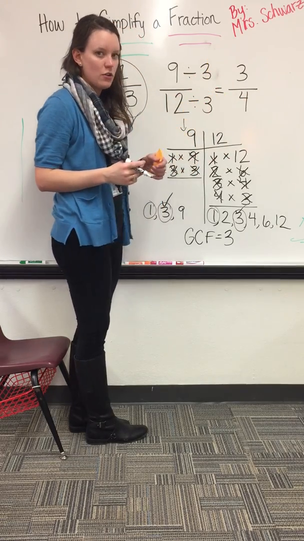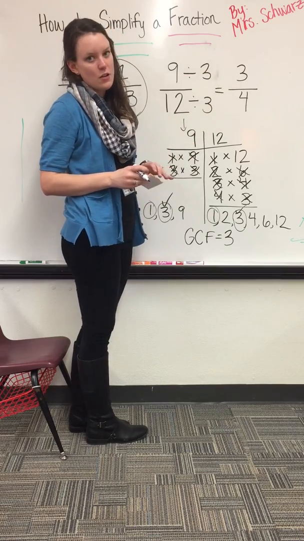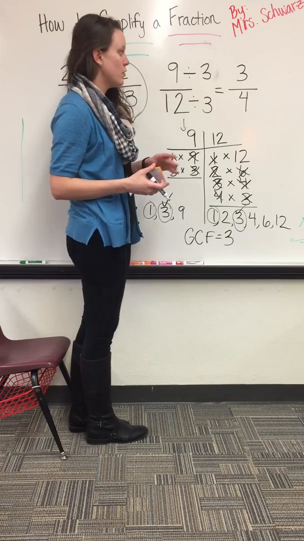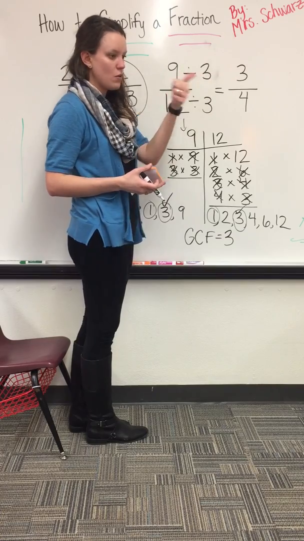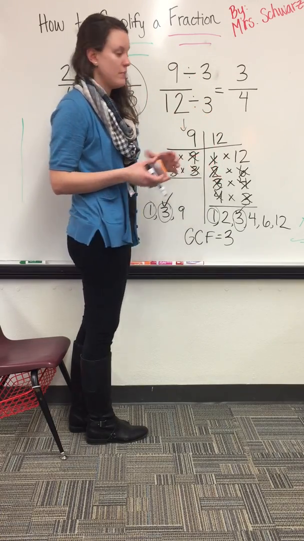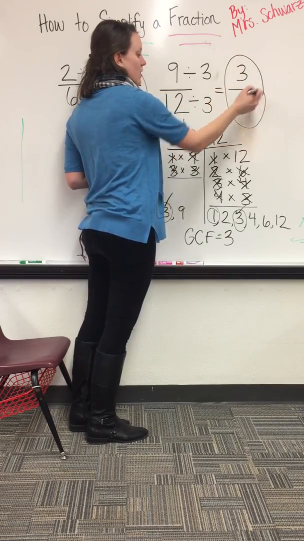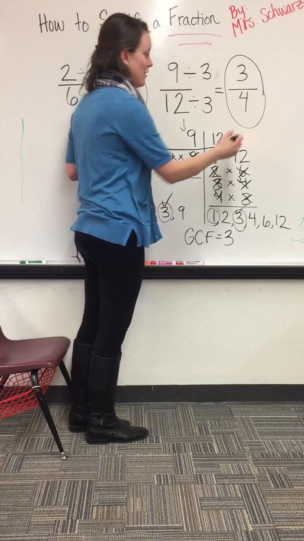Now when you get to this point, you're thinking, is this in simplest form? Okay, is there any factor other than 1 that can be divided into both of these? So the only factors of 3 are 1 and 3. But 4 divided by 3 is not possible without a remainder. So because the only common factor is now 1, I know that this is in simplified form.